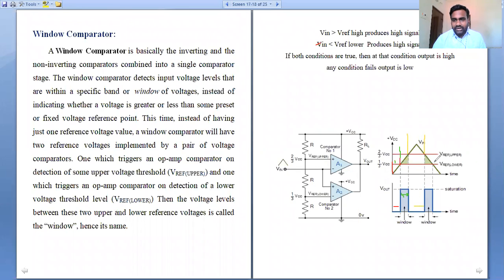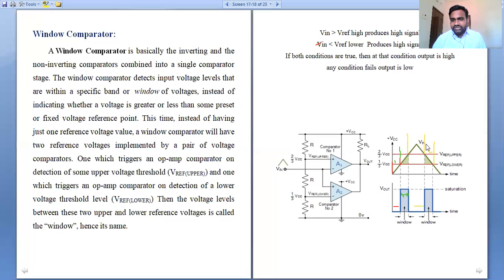Same at the fourth instant value: the input voltage is greater than the lower reference value, and the input voltage is less than the higher reference value. That's why there is a window here.